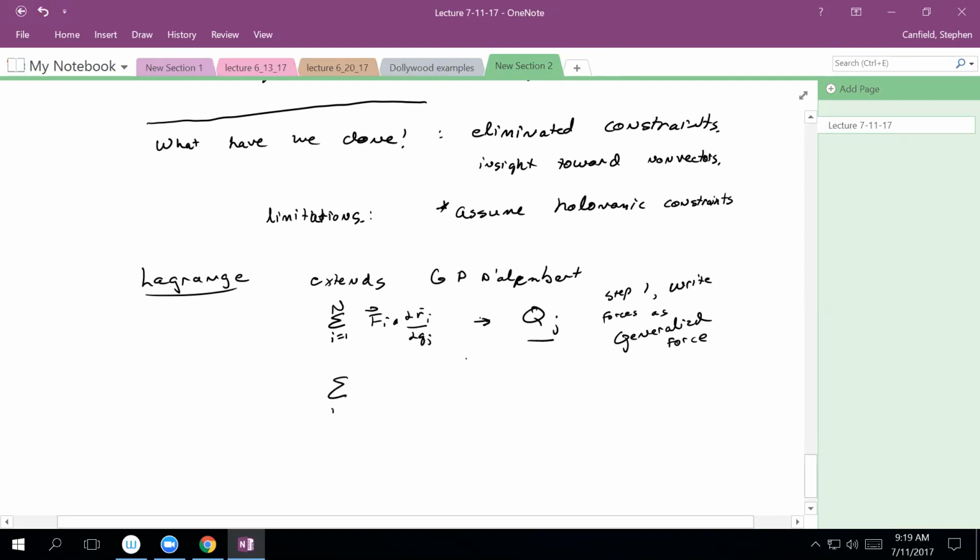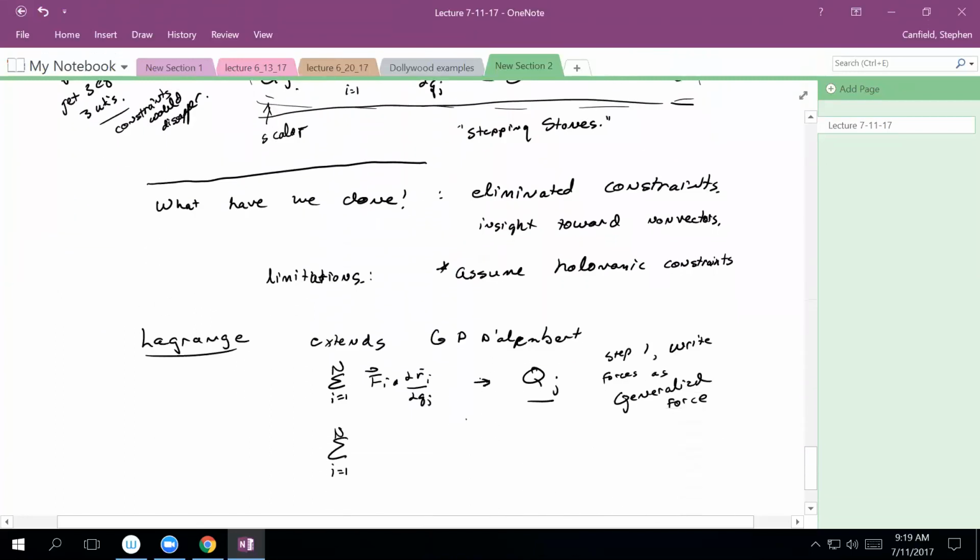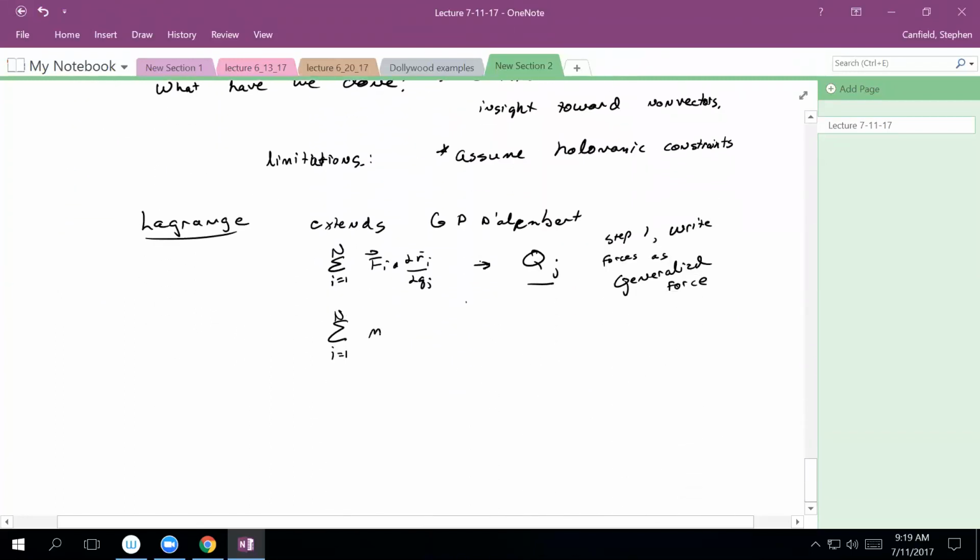The second thing that Lagrange did was this. So what are the two terms? We've got this term, we've got this term. I've already shown you the generalized coordinate. The second thing he did was he said, well, this sum over all the particles of m sub i times the acceleration, dotted with the partial of r sub i with respect to q_j, let's just write that thing as the partial of T with respect to q_j dot.